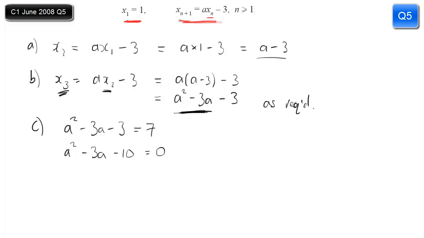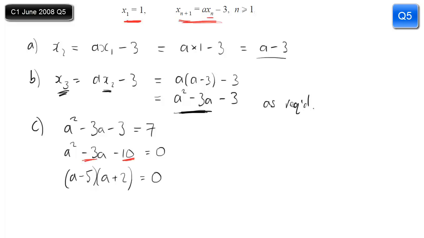We're looking to factorize that. So in the usual way, we want two numbers that multiply to give minus 10 and add to give minus 3. So they've got to be one positive, one negative, factors of 10 that are 3 apart. So factors of 10, 1 and 10, that's no good. 2 and 5, that ought to do it. So we're looking at a minus 5 and a plus 2, and that equals 0.